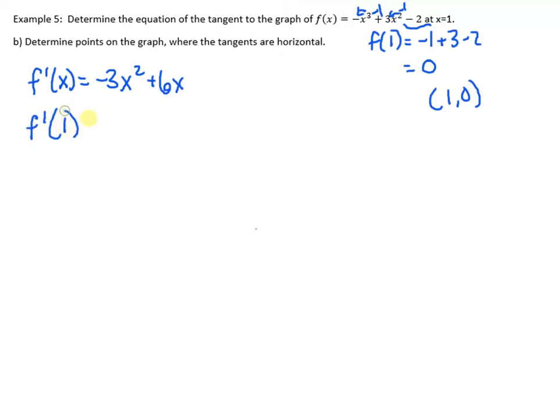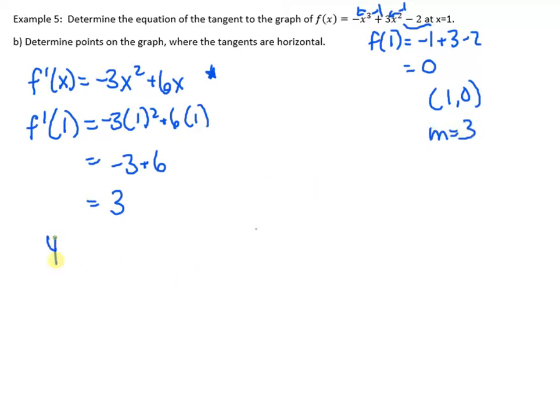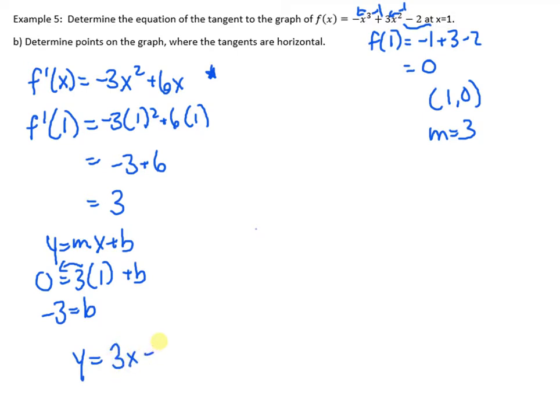Now f prime at 1, so we want the slope at the point 1. So we just sub in that 1 to the general form. And again, these are general forms of the equation or of the slope. I get 3. So y equals mx plus b. I get the slope of 3, and then we have the point 1 comma 0 plus b. Bring that 3 over. -3 equals b. I get the equation y equals 3x minus 3.